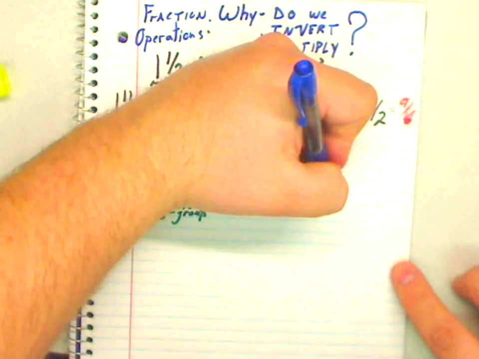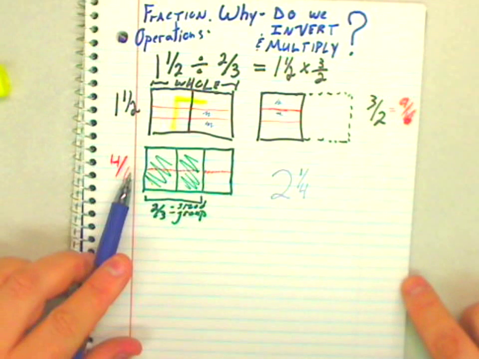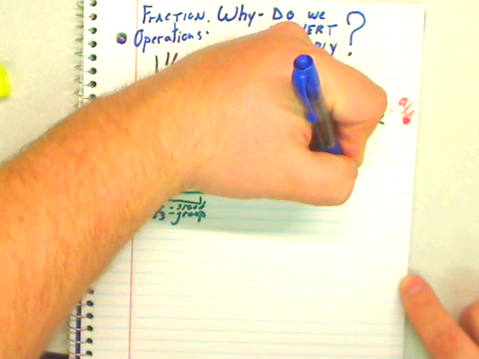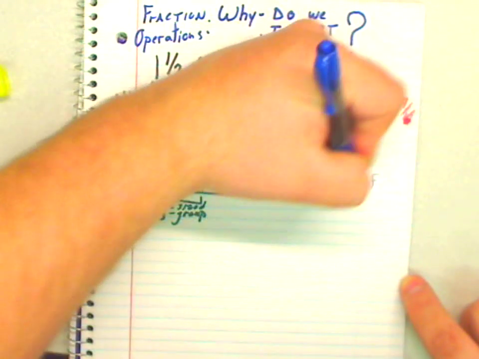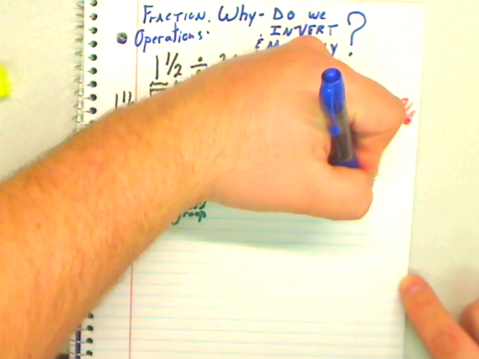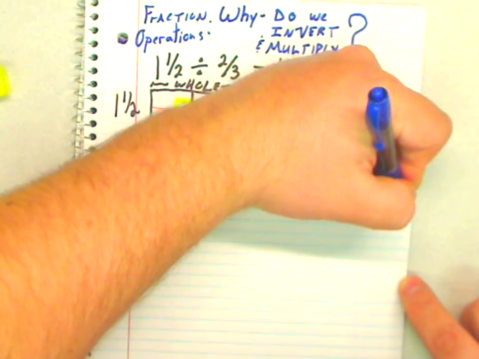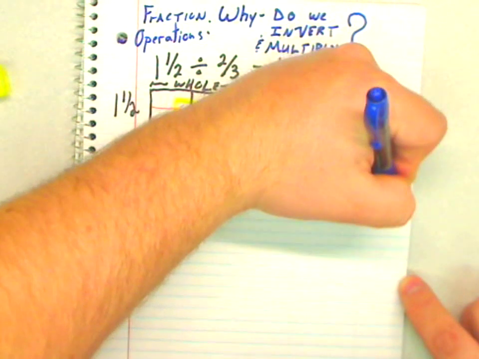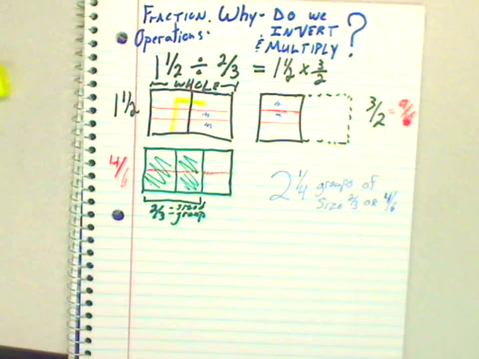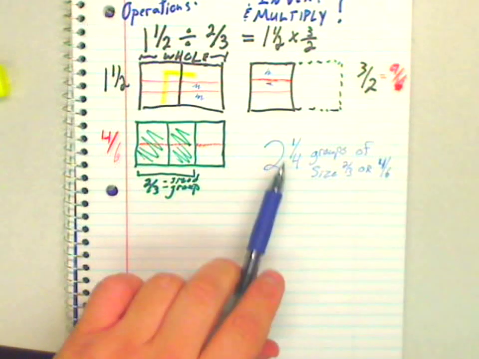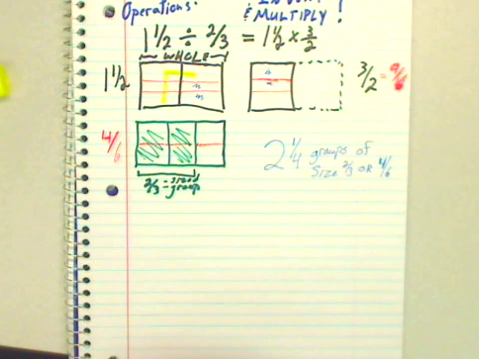So we end up with an answer of 2 full groups and 1/4 of a group. So we get 2 1/4, and the way I'm going to write this is, we're going to say 2 1/4 groups of size 2/3, or in our case, we can also say it's the same as 4 sixths, because these are equivalent. So this is what we end up with. Okay, so 2 1/4 groups of size 4 sixths.